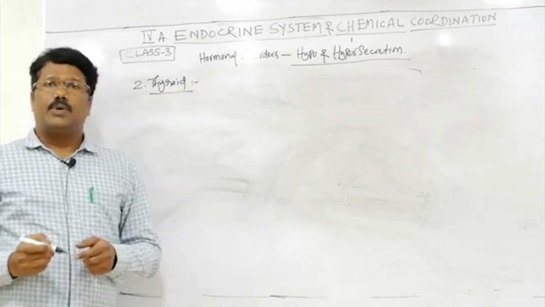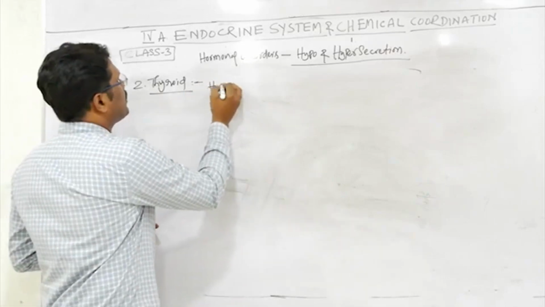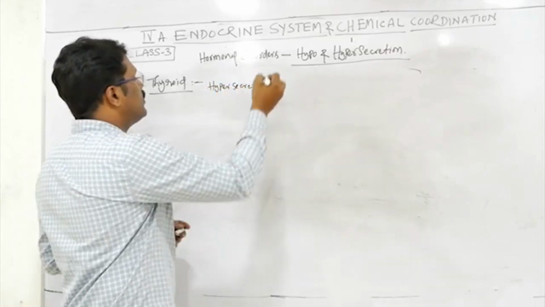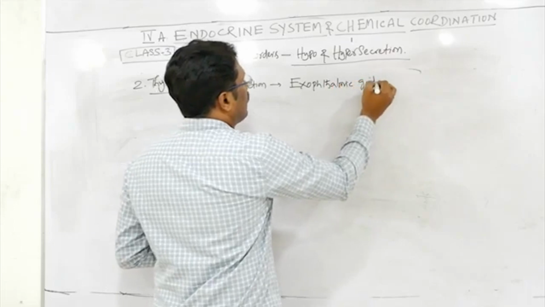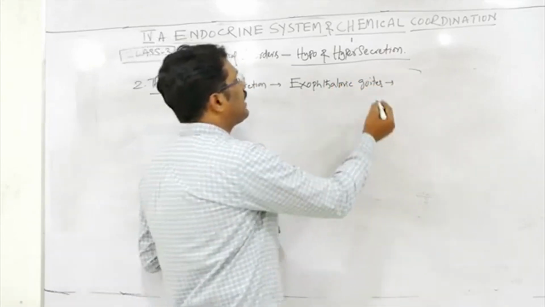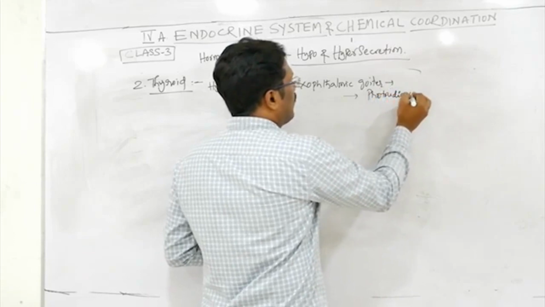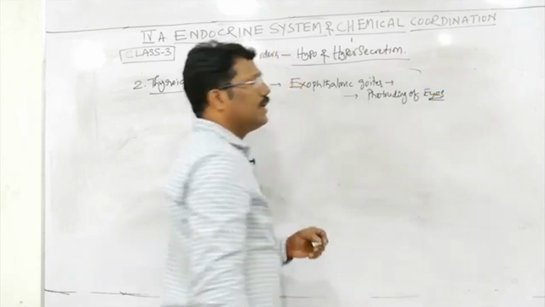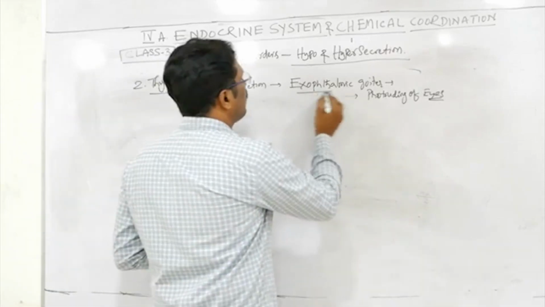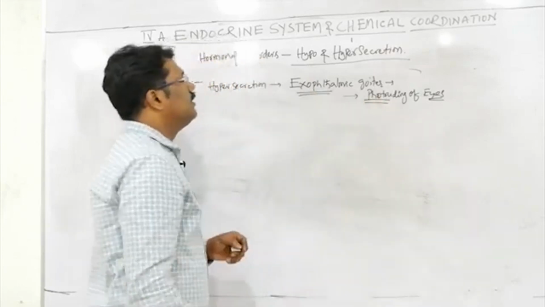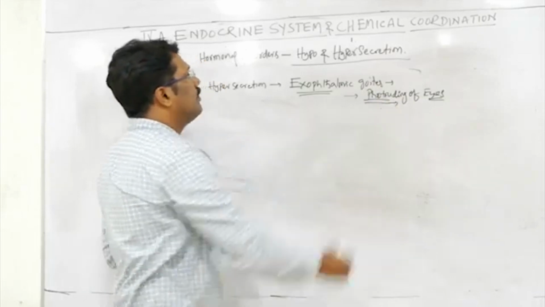We know that the thyroid gland is responsible for maintenance of basal metabolic rate in the body, and thyroid hypersecretion leads to a condition called exophthalmic goiter. Exophthalmic goiter is characterized by protruding of eyeballs. That means the eyeballs will appear to be coming out of the eyes, and hence it is called protruding of eyes.